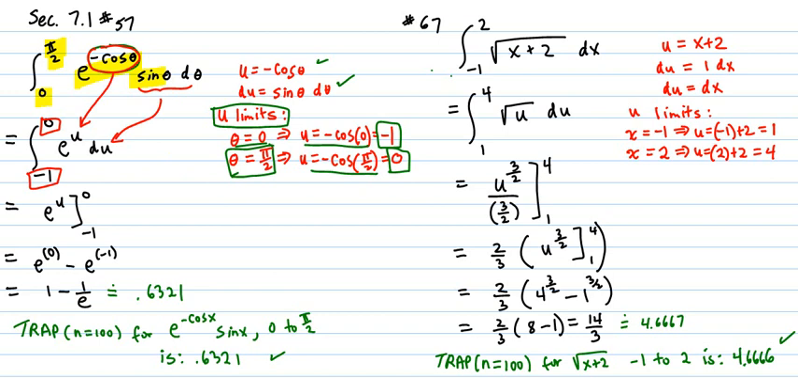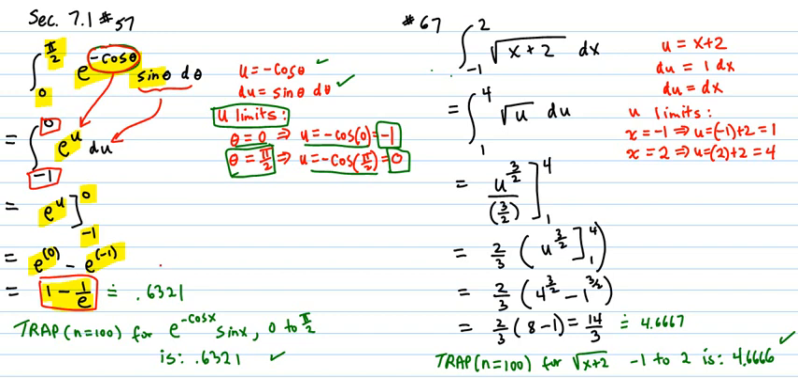So the antiderivative of e to the u is e to the u, evaluated at negative 1 to 0. So here you have your evaluation, and here's your exact answer right here. It would be 1 minus 1 over e.